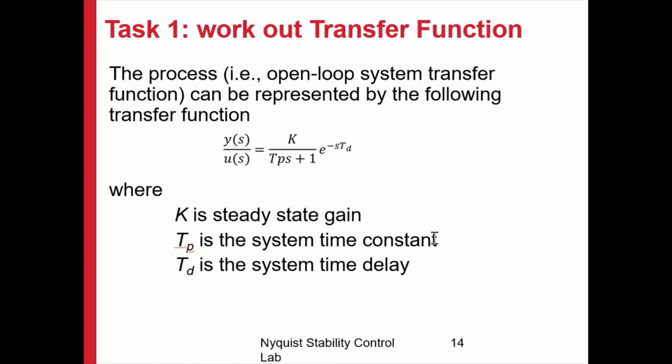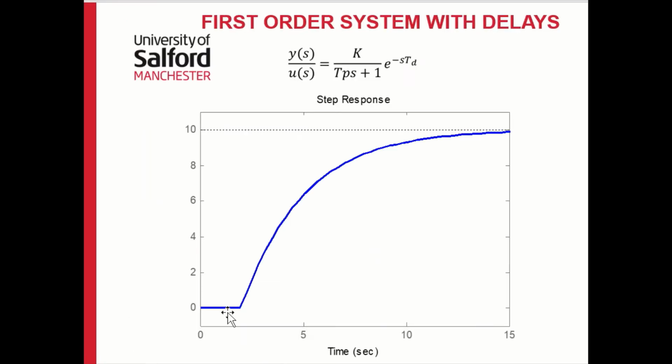TP is our time constant. So in this model, we have three parameters: steady state gain, the time constant, and the time delay. If we looked at an open loop step response to the system, it would look something like this. We put a step in at the input, and this is what we'd expect to get at the output. This is the pure time delay effect here. Nothing happens for a certain length of time, and then it zooms up to a value K. At 63% of the value, you get the time constant.